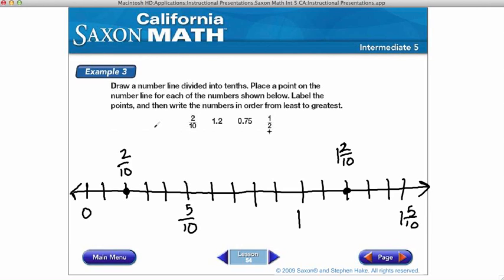1/2. Well, I know that 1/2 is the same as 5/10, because I'm counting in tenths. So this is going to be my 1/2. It's halfway between 0 and 1. And then I have 0.75. So I know that 0.75 will be between 0.7 and 0.8. So here's 0.5, 6, 7, and 8. So I'm going to draw my dot in between the two.